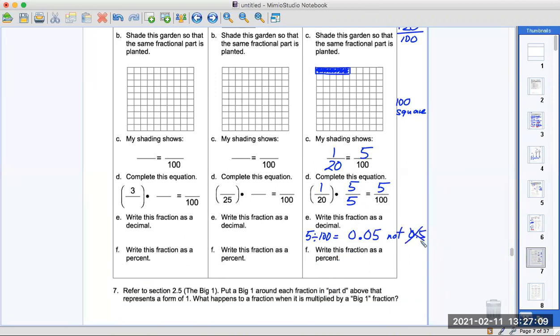Not 0.5. This is wrong. This would be 50%. Write this fraction as a percent. Remember, you're moving your decimal 2 spaces to the right. 5%. So you shaded 5% of the whole 100. 5 out of 100 is 5%.